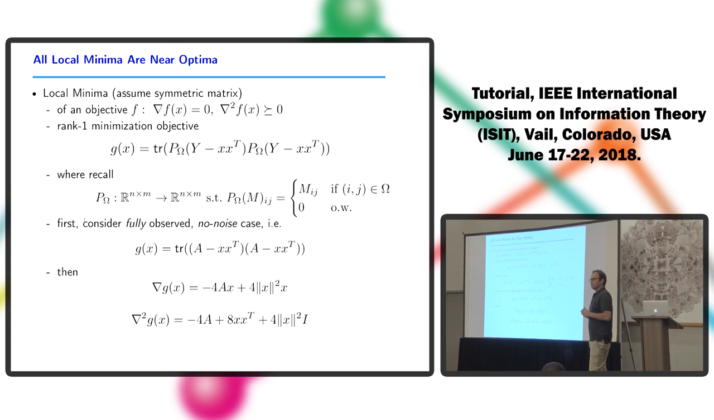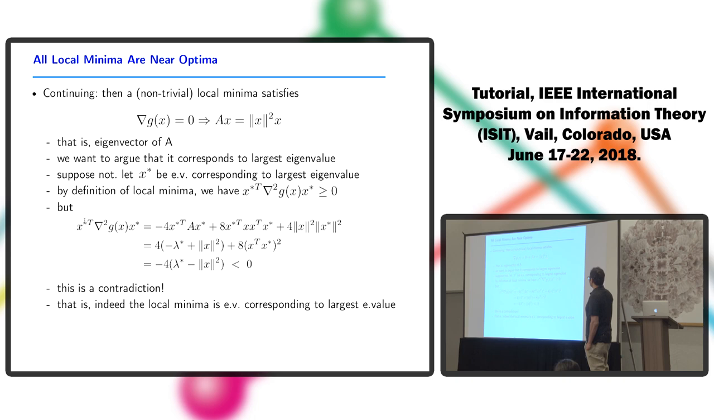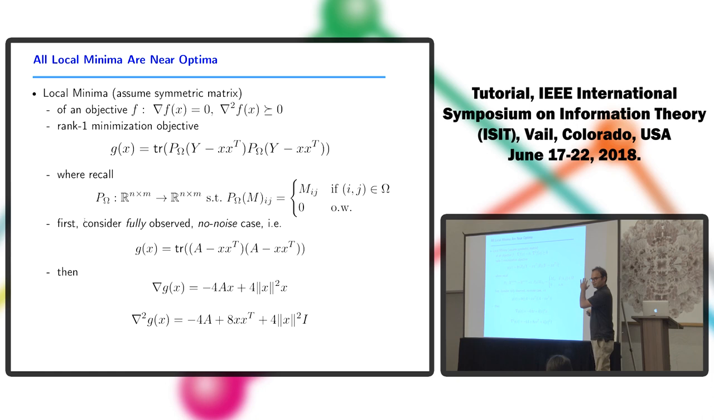So why should it be true? Let's just verify that. This is my objective in that case. If I did the gradient calculation, it would look something like this. And if I did the Hessian calculation, it would look something like this. Simple calculations, let's say you trust me here. Now, if we apply these quantities, what does it lead us to? Well, the gradient equal to zero says that X must be an eigenvector. I'm going to assume that in this case the matrix is symmetric. Then this is nothing but my eigenvector.